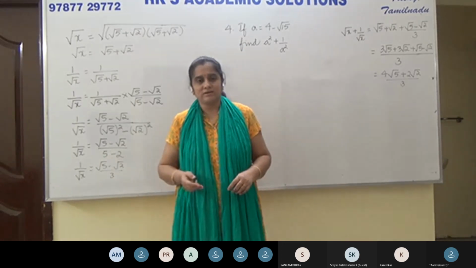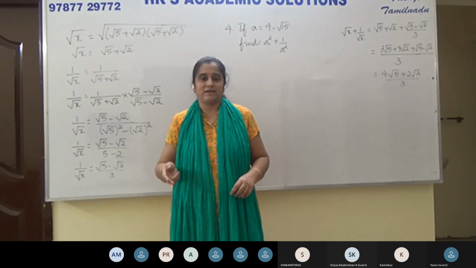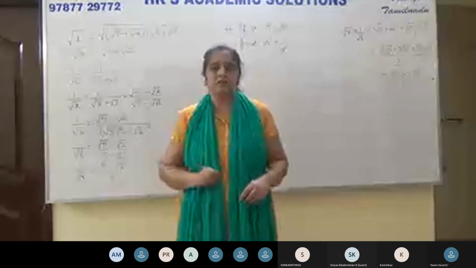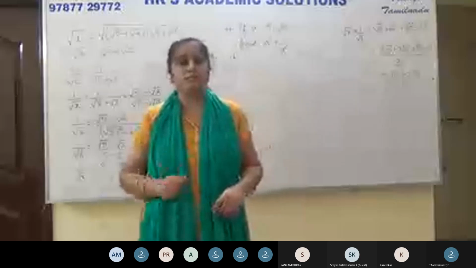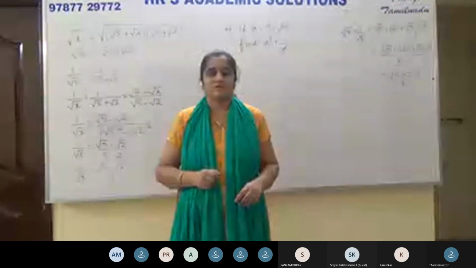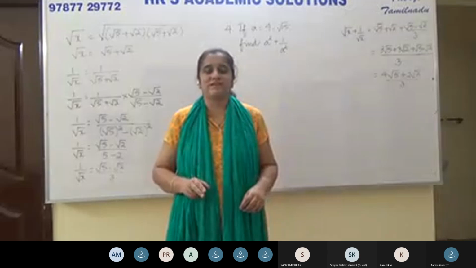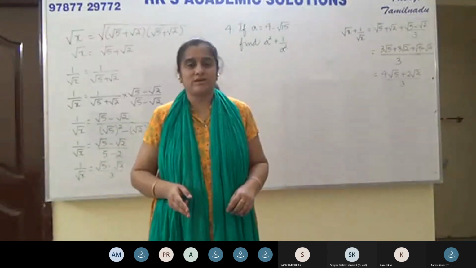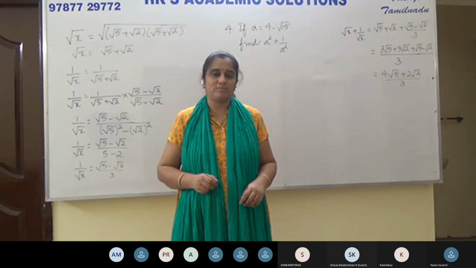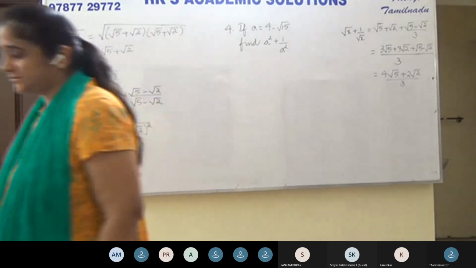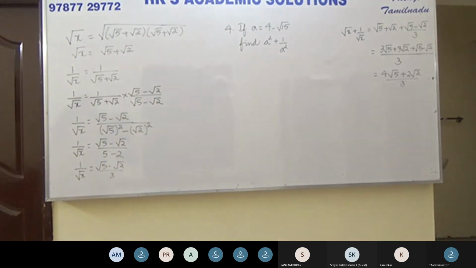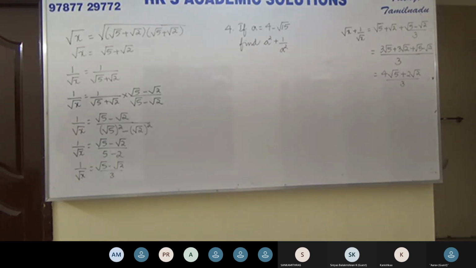Next, we'll have to find 1 by a, then find a plus 1 by a, and then use the identity. What is a square plus 1 by a square? Use the identity, children. You know that a square plus b square is a plus b the whole square minus 2ab. Use the identity and simplify. Or maybe you can find a plus 1 by a and tell me the answer at that point. We'll continue together. Find a plus 1 by a and let me know. We shall continue from there. Start working.